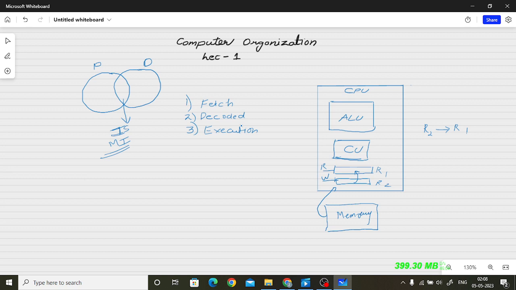Okay, so we are discussing the format of an instruction, in which format an instruction is present. We are discussing the instruction format.